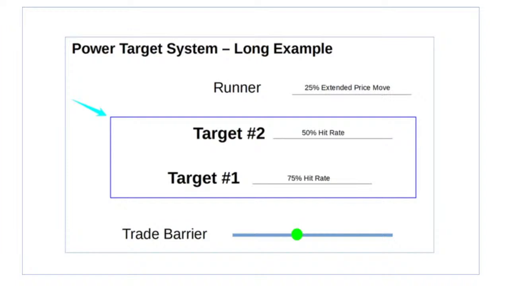Now, real important with the momentum system is, again, and I started the discussion off with this. Our goal is to be in for the long range days. That's where the big edge in this strategy comes from.